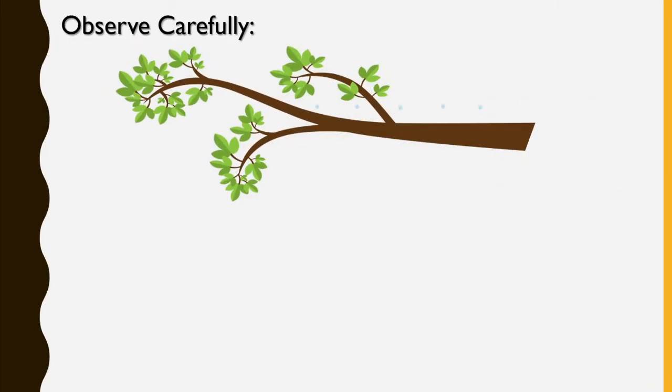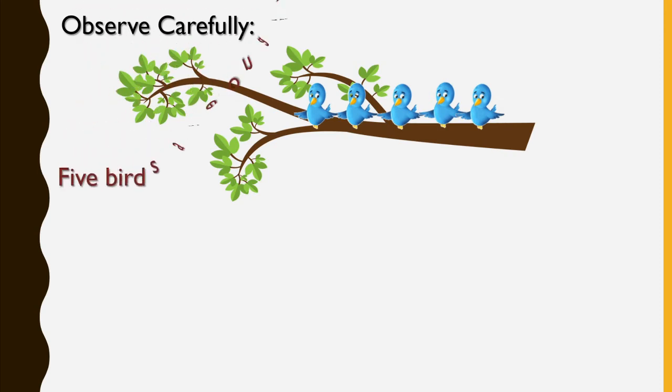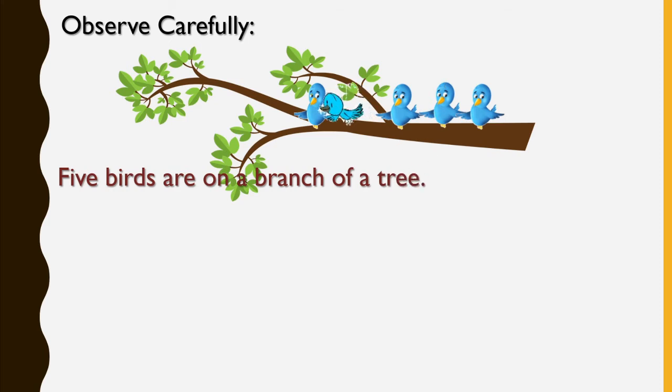One more example. Birds. 5 birds. They are sitting on a branch of a tree. Okay? Let us write here. 5 birds are on a branch of a tree. Oh, 1 flew away. See what word I am using? Flew away. Okay? 1 more flew away. How many flew away? Yes, 2 birds flew away.